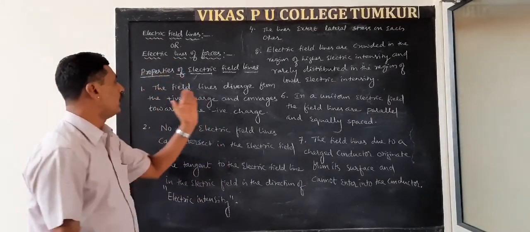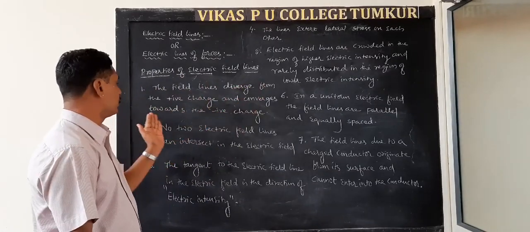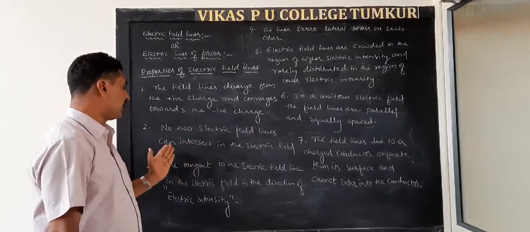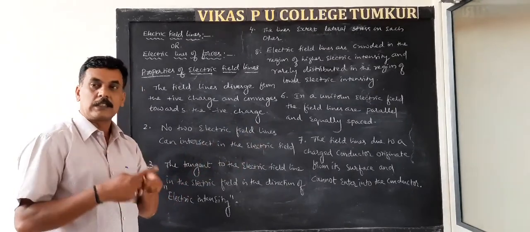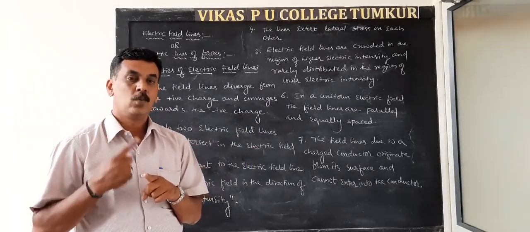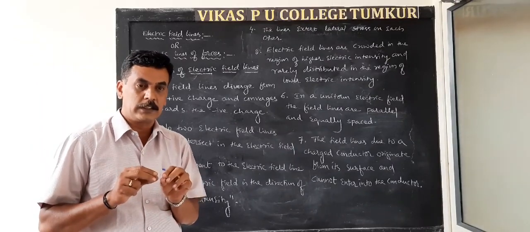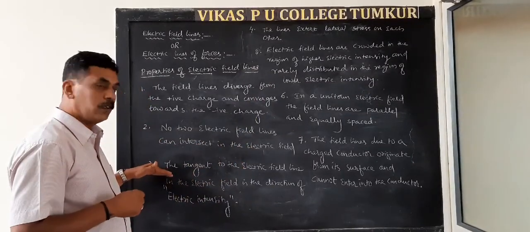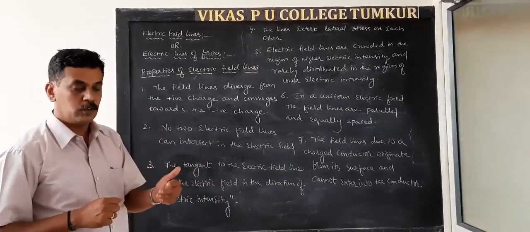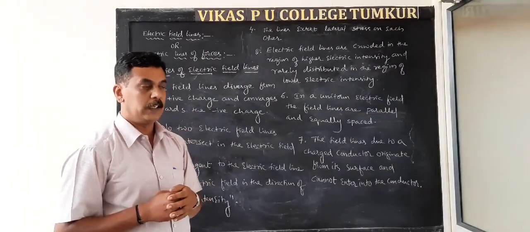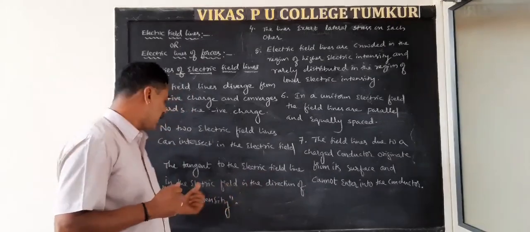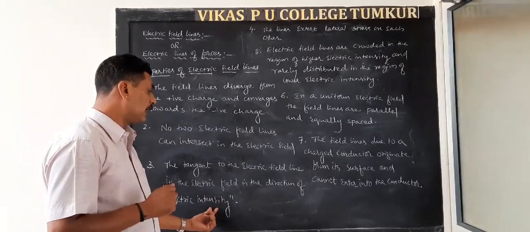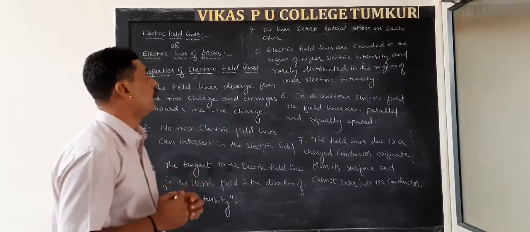Let me repeat it. The field lines diverge from positive charge and converge towards the negative charge. No two electric field lines can intersect in the electric field. If they intersect, what does it mean? If a test charge is placed at that intersecting point, it would have to go in two directions simultaneously. So that cannot happen. Third, you must find the direction of the electric field. If you draw a tangent to the electric field line passing through a point, then you get the direction of electric intensity at that point in the electric field.